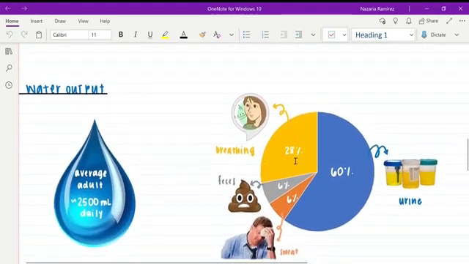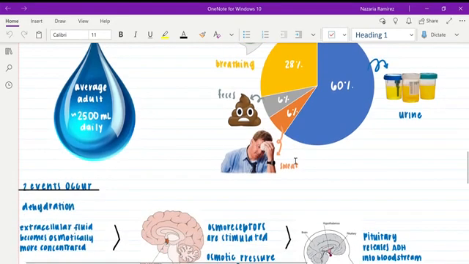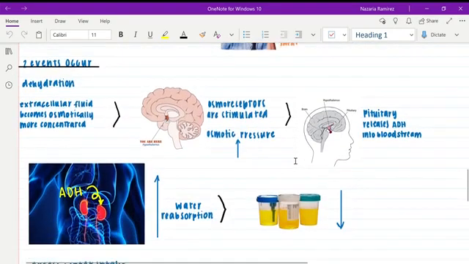Now, water output. The average adult outputs about 2,500 milliliters of water daily. 60% of that is through urine, 28% is through breathing, 6% is through feces, and 6% is lost through sweat. Water output varies with temperature, humidity, and activity level, and can be adjusted if intake is changed. Now, there are two events that occur with water output, the first one being dehydration.